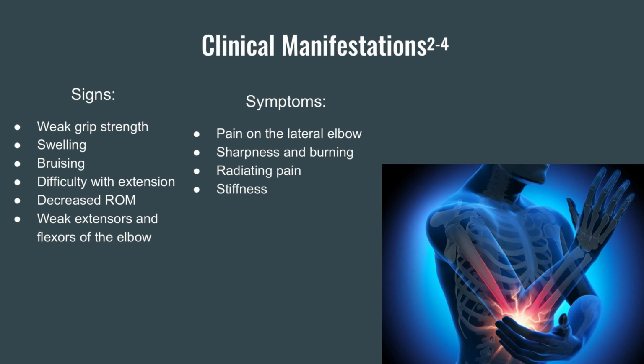For clinical manifestations, I listed the signs and symptoms. For signs, we have weak grip strength, swelling, bruising, difficulty with extension, decreased range of motion, and weak extensors and flexors of the elbow. And symptoms, you're going to have that pain, radiating, and sharpness on the lateral aspect of the elbow, and then it also has stiffness.